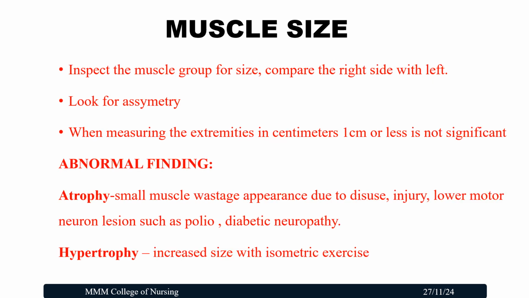Coming to muscle size. Inspect the muscle groups for size. Compare the right side with the left side also. Look for asymmetry of the muscle sizes, and when measuring the extremities in centimeters, 1 centimeter or less is not significant. Abnormal findings are, for example, atrophy and hypertrophy. Atrophy means a small muscle wasting appearance due to tissue injury and lower motor neuron lesions such as polio and diabetic neuropathy. And hypertrophy is sometimes increased size with isometric exercise.